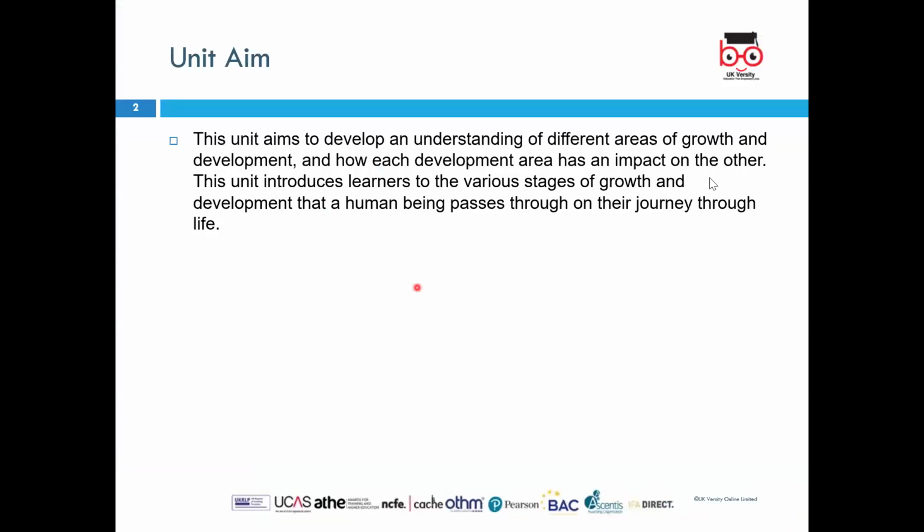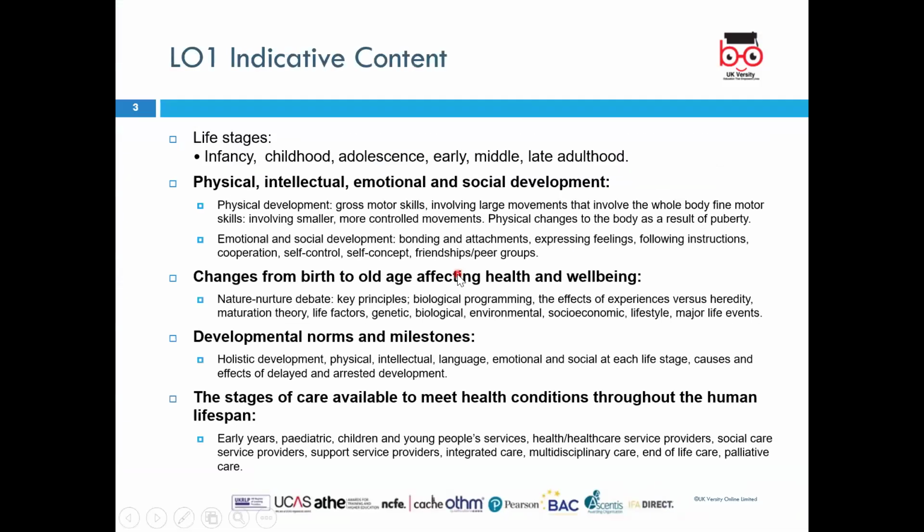This unit aims to develop your understanding of different areas where growth and development impacts human beings. The different stages, we will go through them. A bit about what life stages we have. We have infancy, childhood, adolescence, and early, middle, and late adulthood. The main ones are infancy, childhood, and adolescence, and then you have adulthood, distributed into early, middle, and late adulthood. You have a lot of factors that impact your growth and development. These are all the indicative content.